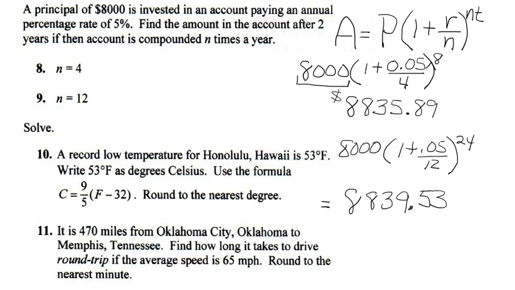So as you see here, compounding it more frequently, you get a little bit of difference here. Here it's a 5, here it's a 9. So $4 perhaps difference in interest because you're compounding it more frequently. Okay, let's go on to number 10.